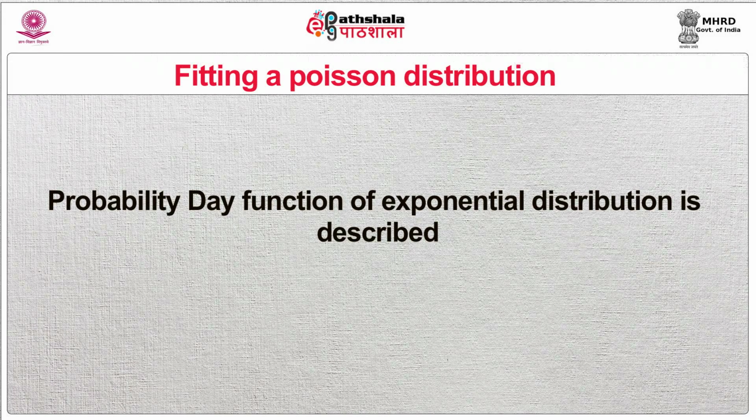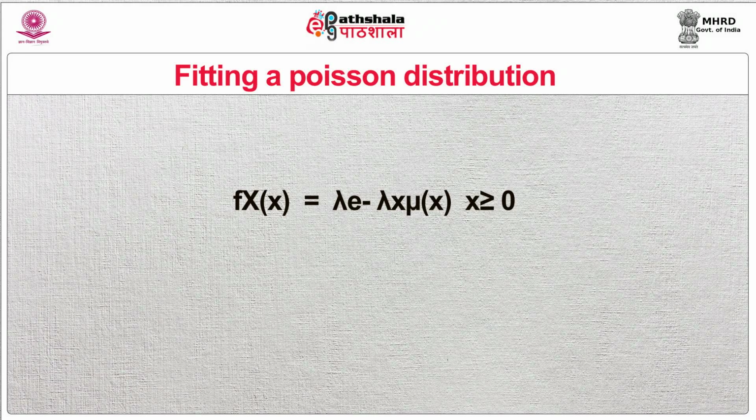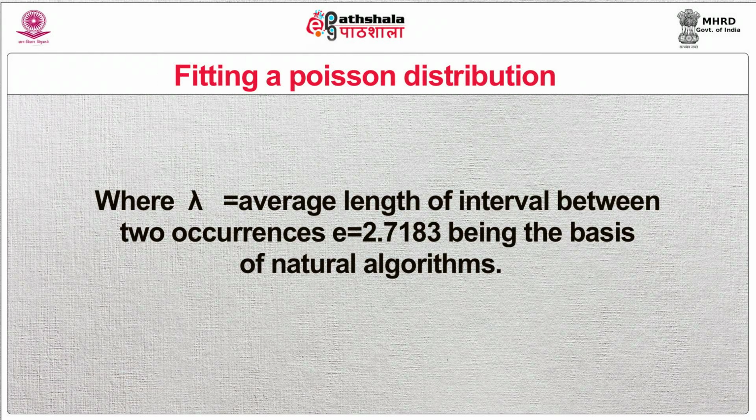This distribution is useful when the researcher has to describe a large class of phenomena, specifically in the area of reliability theory and in queuing models. The probability density function of the exponential distribution is described as per the formula on your screen, where lambda is the average length of interval between two occurrences and e stands for 2.7183, being the base of the natural logarithm.